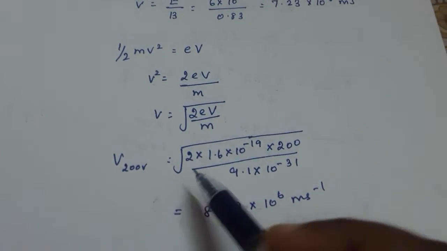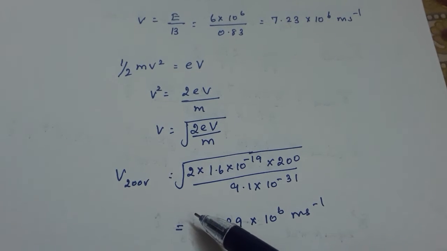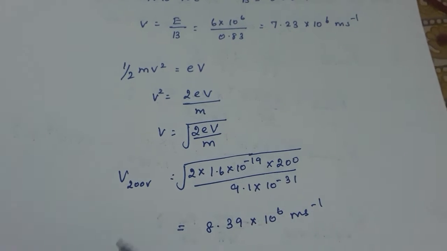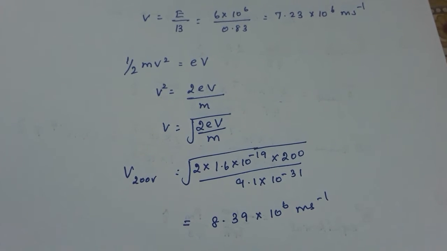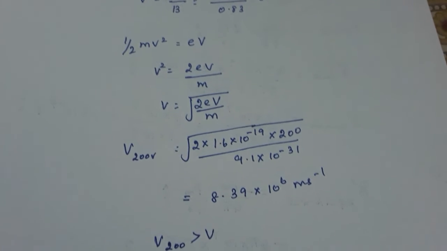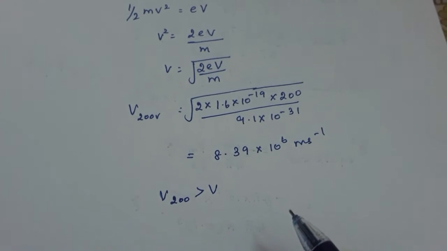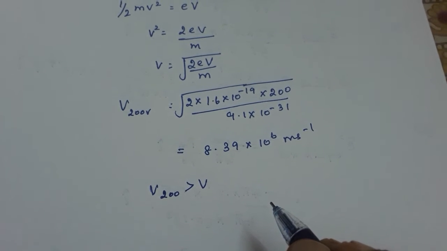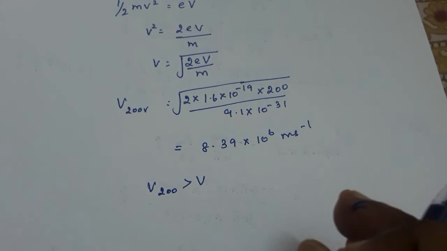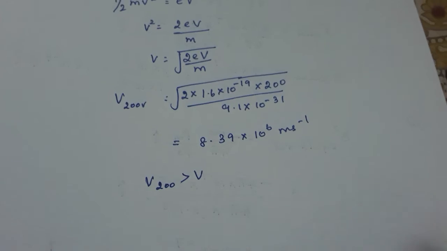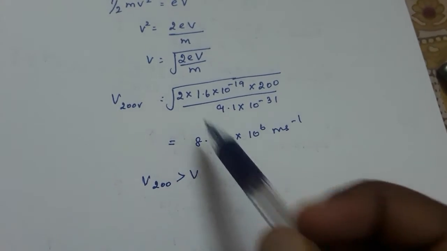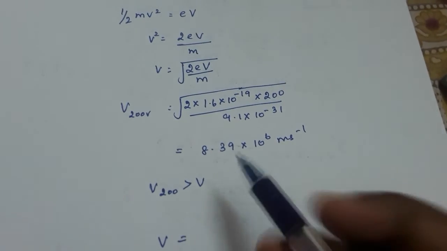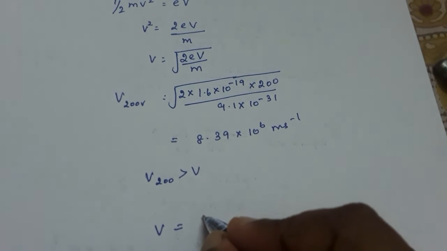Now we will compare the original velocity with the velocity at 200 volt. The velocity at 200 volt is greater than the original velocity, so we can write V200 is greater than V. So now the electron is deflected towards the direction of the Lorentz force. In order to have a null deflection, what is the potential we have to apply? We can calculate the potential from this formula itself. From this formula, I am going to write V is equal to mv square by 2e.